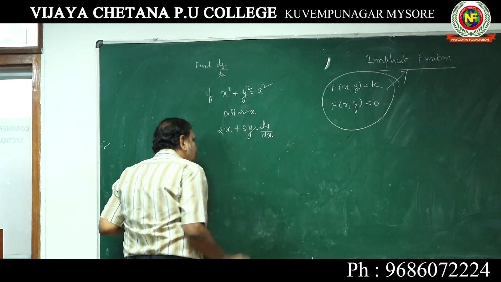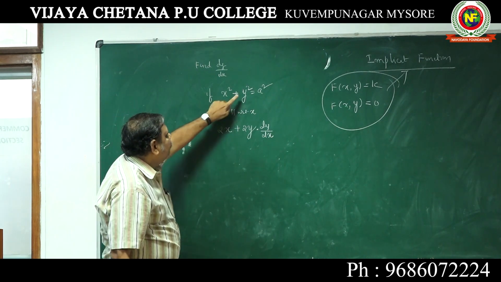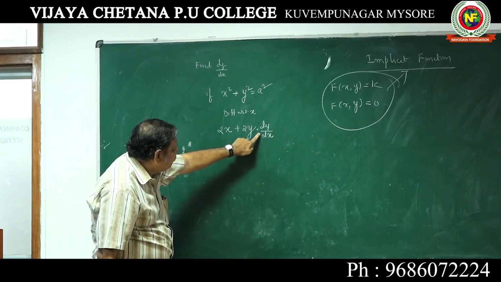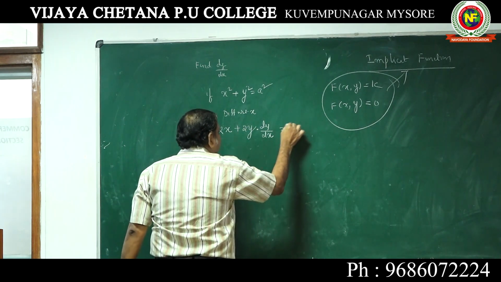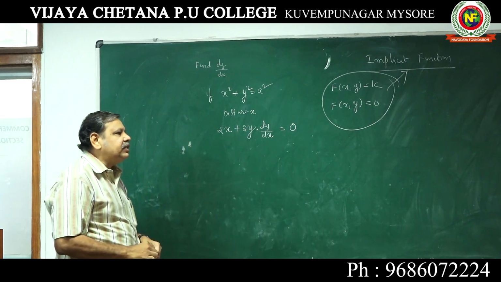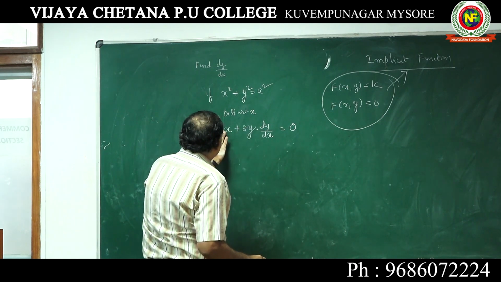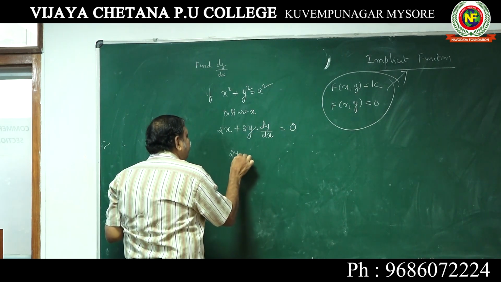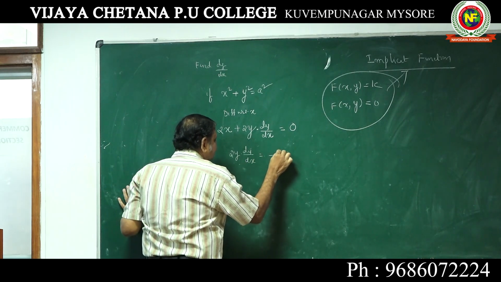Don't put anything for the x variable, simply differentiate. For the y variable, after differentiating, you have to put dy by dx, and the right side is 0 because the differentiation of a constant is 0. Next step, take the dy by dx term on the left side and the other term to the right side. So it will be 2y dy by dx is equal to minus 2x.